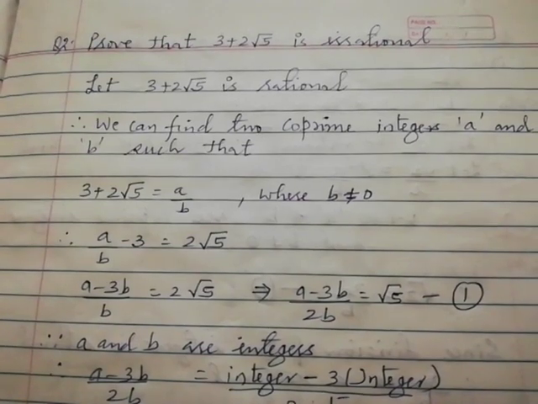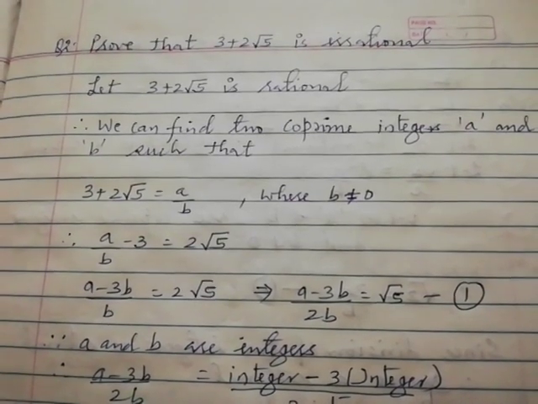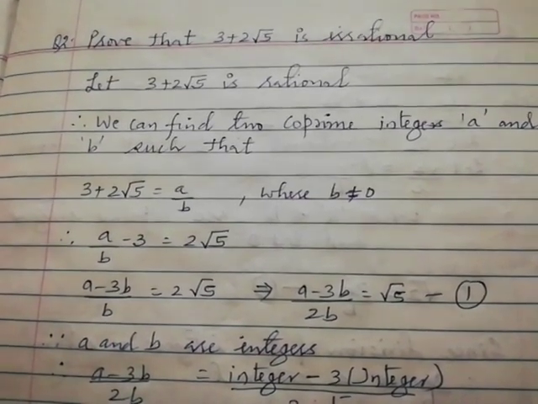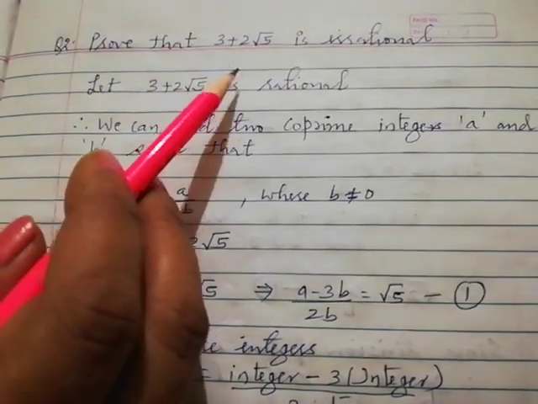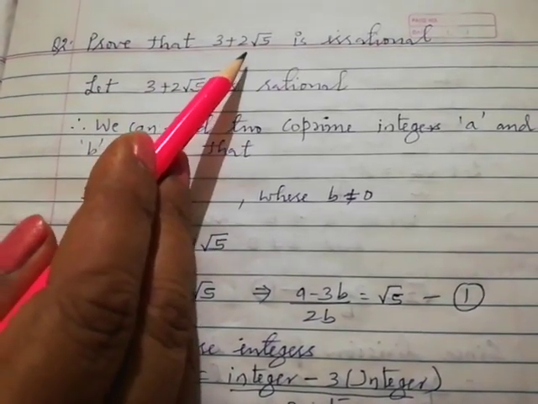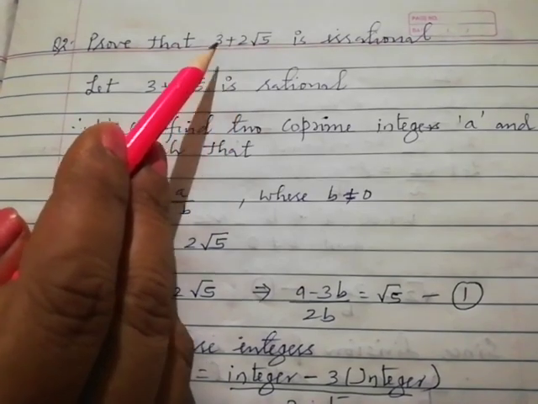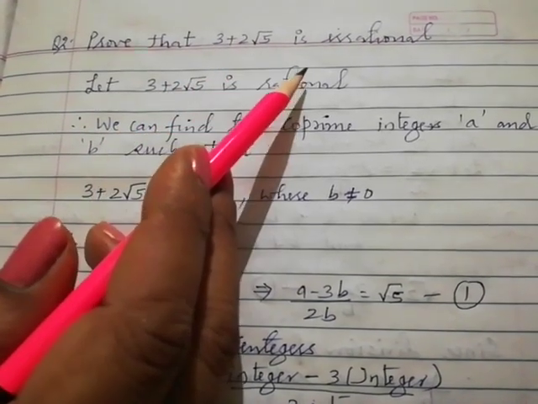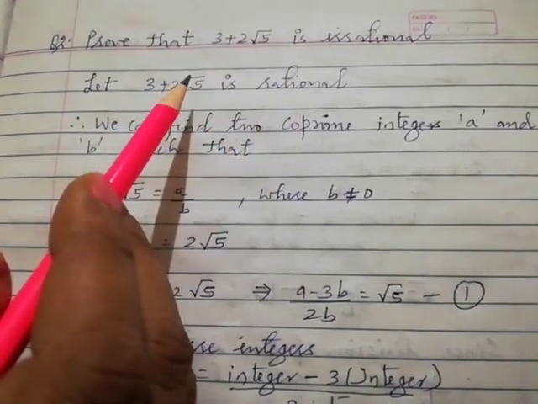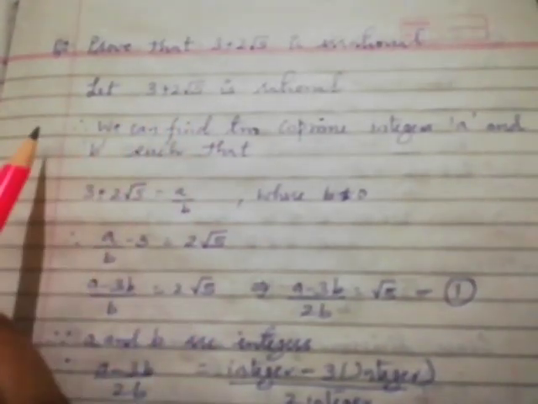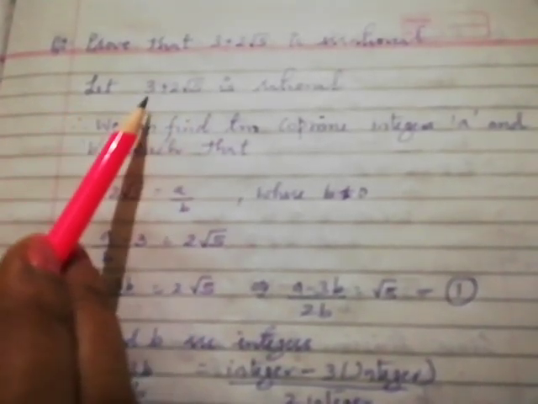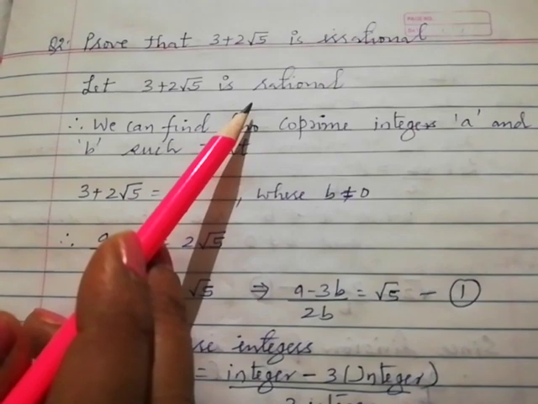Prove that 3 plus 2 root 5 is irrational. Now, we have already proved root 5 is irrational in the earlier question. So now we have to prove that 3 plus 2 root 5 is irrational. Again, we have to use the method of contradiction over here. So we'll assume that 3 plus 2 root 5 is rational.